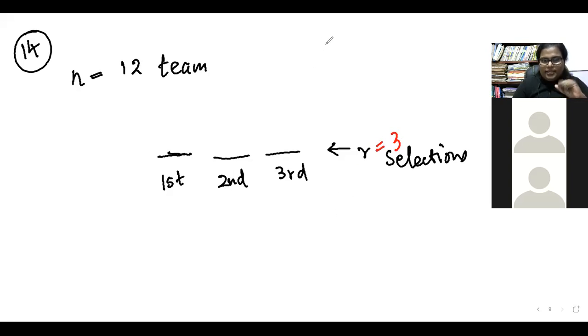So we can take the answer for this one as NPR, right? So it is 12P3. So the answer for this one is 12P3.